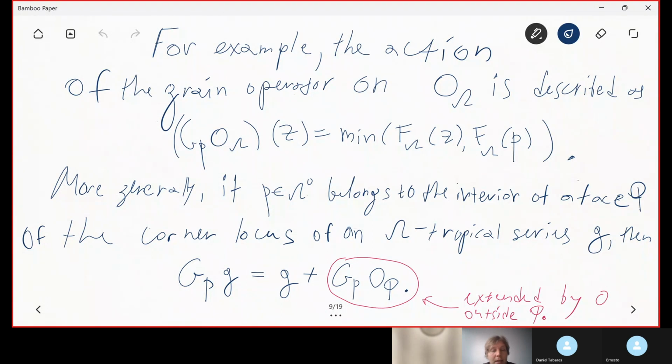And more generally, from this geometric perspective, if P belongs to some face phi of the corner locus of this hypersurface or tropical curve defined by this tropical series G, then you can think of applying GP to this tropical series G as adding what you see above, GP of the zero, but on the face phi, where you think that you extend this GP of phi outside of phi by zero, because formally it's a function on phi. So that's very explicit.